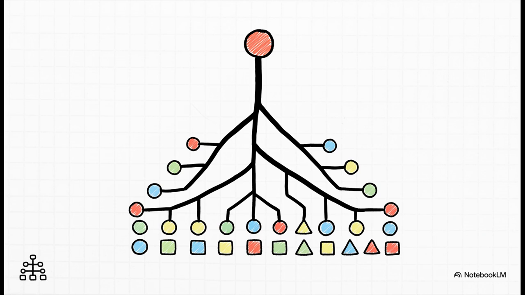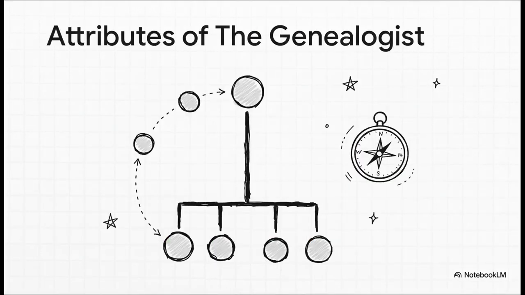Meet hierarchical clustering, or as I call it, the genealogist. This tool isn't just sorting things into piles, no. It's obsessed with relationships. It wants to build you a complete family tree of your data. So unlike the sorter, you don't have to give the genealogist a number to start with. It begins by treating every single data point as its own tiny little cluster. Then, step by step, it merges the closest pairs together, building up larger and larger groups until everything is connected.